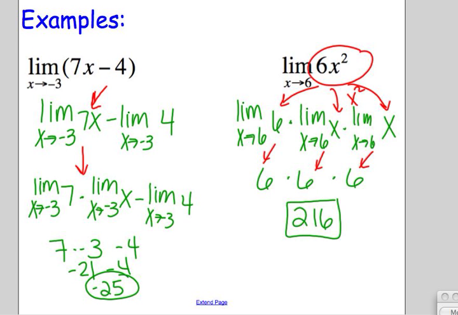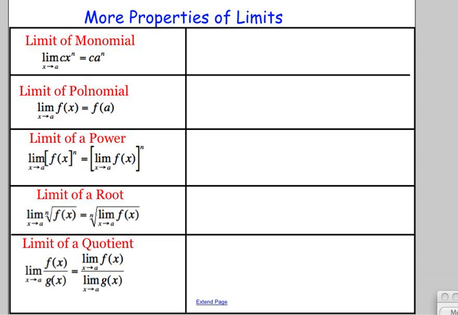All right, go ahead now, flip that paper over, and we're going to fill in some more properties. The next one, the limit of a monomial. If we have the limit of c times x to an exponent, we can just plug the a in instead. So let's look at an example.